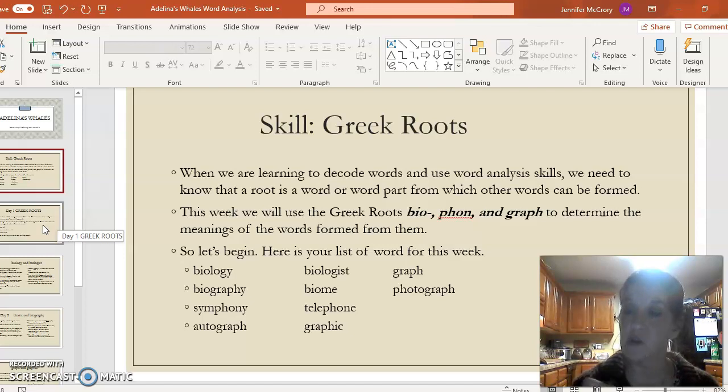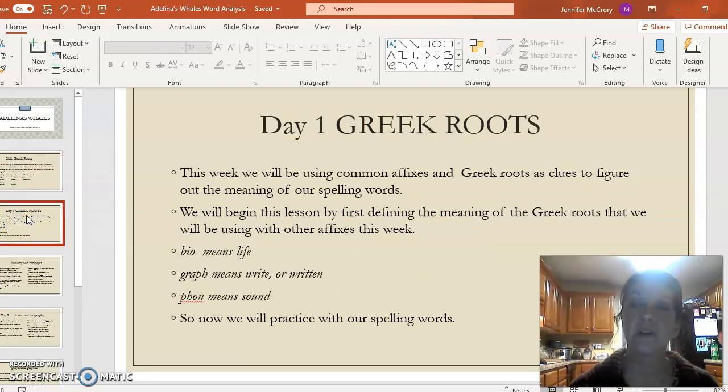Take a look and follow along with me. And it's okay. We're going to be using a dictionary, so you can use that as a tool. Not a problem. Nothing wrong with that. Let's jump in. So day 1, here we go with our Greek roots.